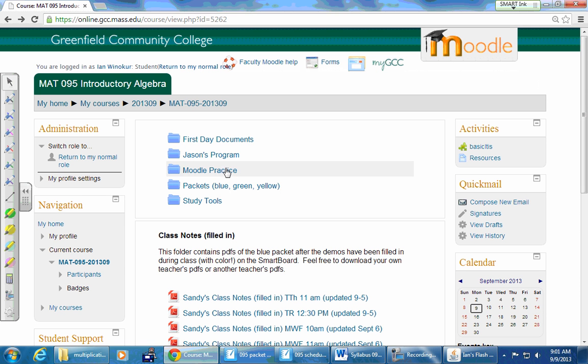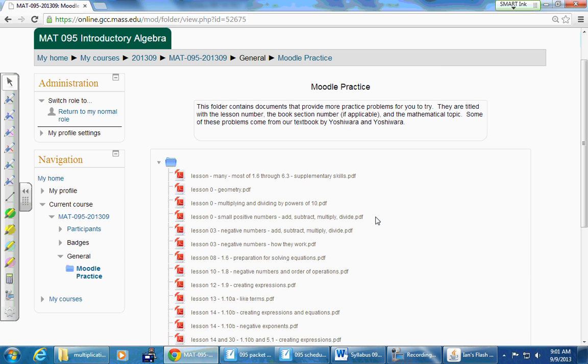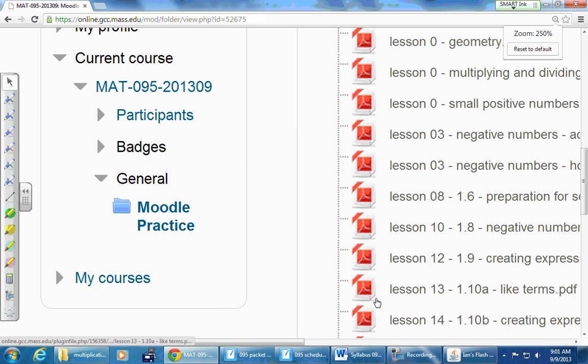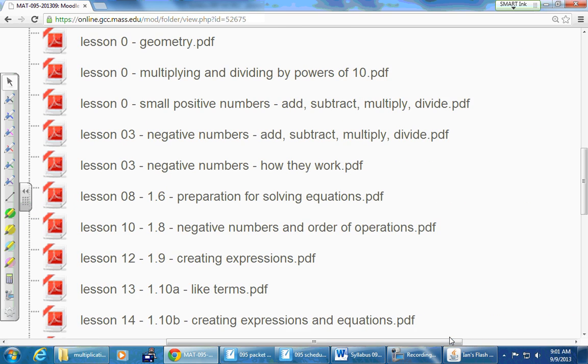It looks like this. And if you go into Moodle Practice, that folder, you will find a whole long collection of PDFs. And each of these PDFs, I'll make it a little bit bigger so you can see some titles, but each of these PDFs represents some more practice for you. Completely optional, never going to grade them. But if you want more practice, I am here to give you more practice. And here's a bunch of it.